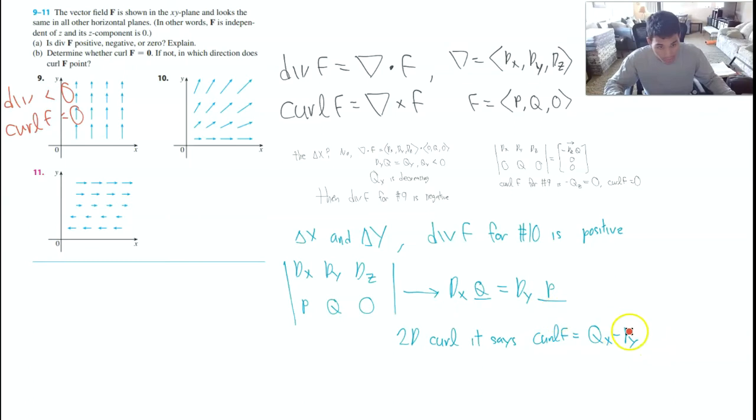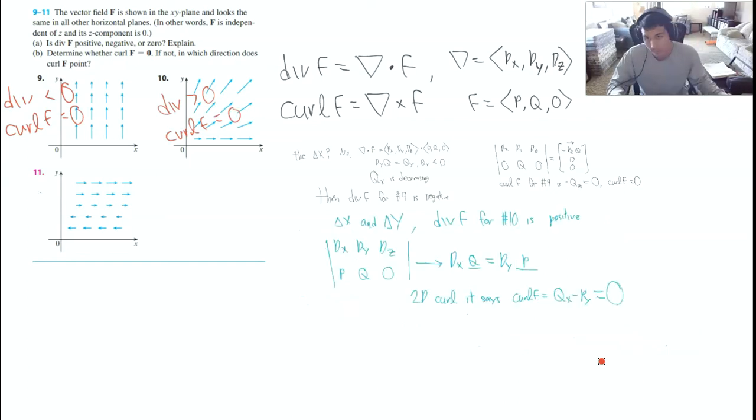So if q with respect to x and p with respect to y are equal to each other, then this thing minus this thing is 0, so curl of f equals 0. Okay. There we go. So div is greater than 0, div is positive, and curl of f is equal to 0. Okay. And this last one will be the hardest one.